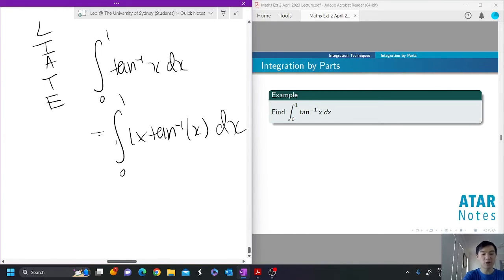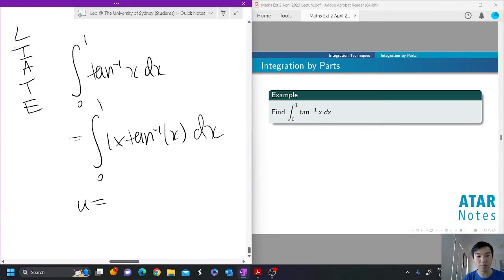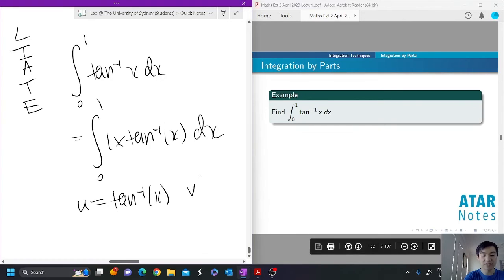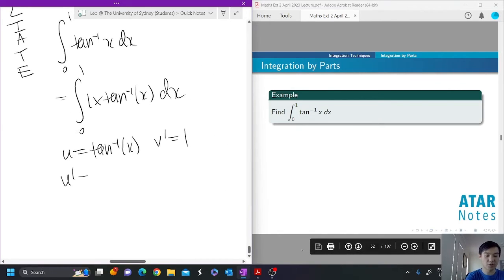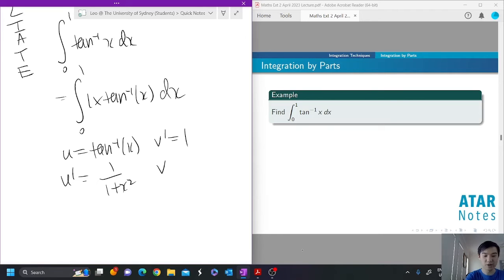Now, which one are we going to let be u? Well, remember on LIATE, inverse trig takes priority over algebra. So we're going to let inverse trig be u. So we're going to let inverse tan be u. So therefore, for v dash, that must be 1. So when we differentiate u, we get 1 over 1 plus x squared. And when we integrate v, we get x.